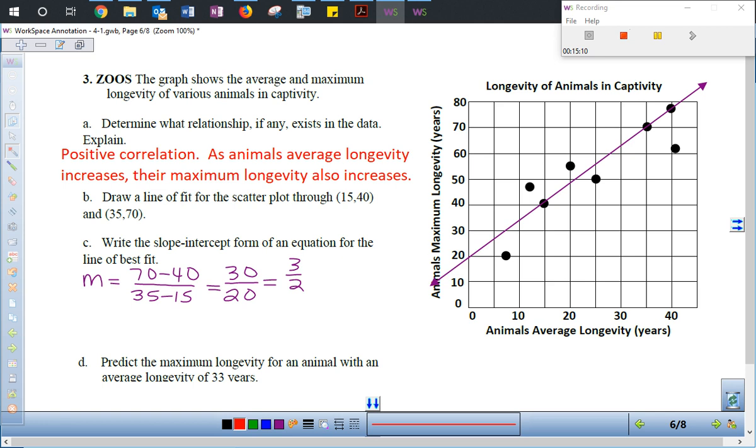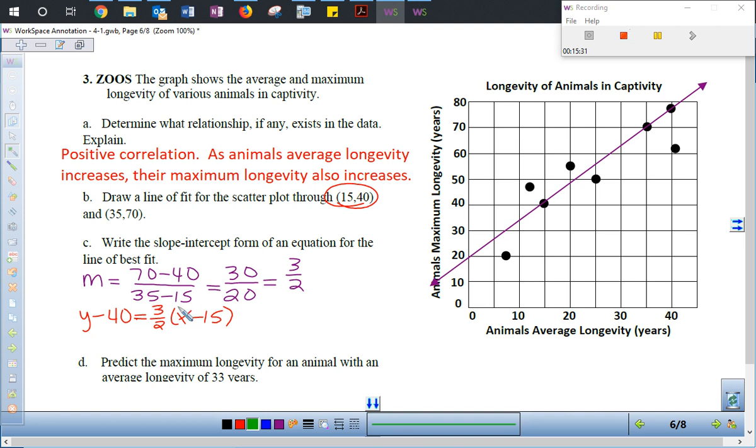Now I just need to choose one of those two ordered pairs to put into point-slope form. I'm going to choose this one because these two numbers are smaller. And I'm going to say y minus y sub 1 equals my slope times the quantity of x minus x sub 1. So y minus 40 equals 3 halves times the quantity of x minus 15.